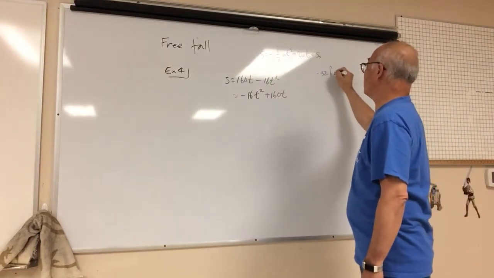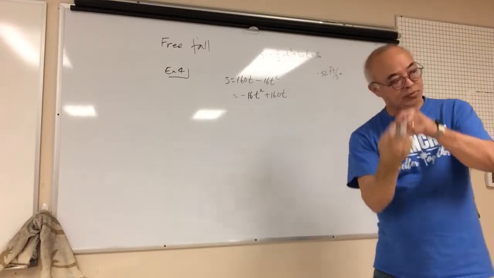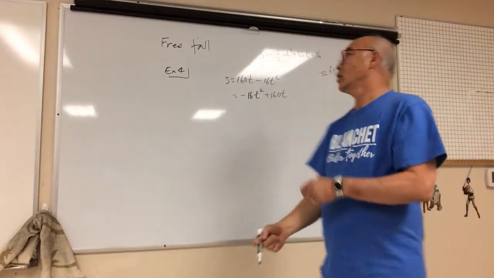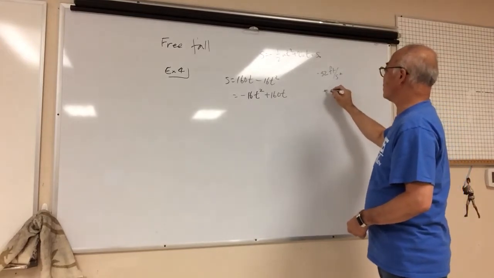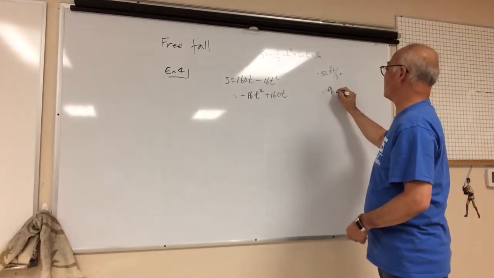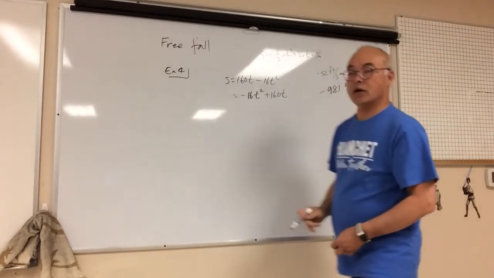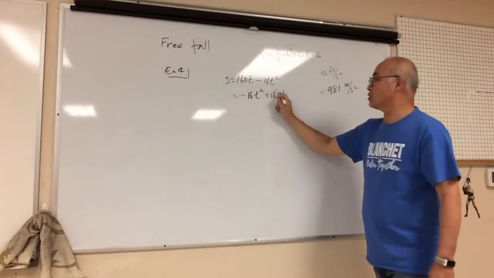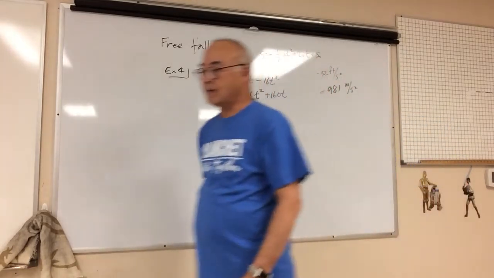Negative 32 feet per second squared. It's negative because gravity is pulling it downwards. If you are in SI units, it would be negative 9.8 meters per second squared. So this is the initial velocity, correct? Yes, 160.